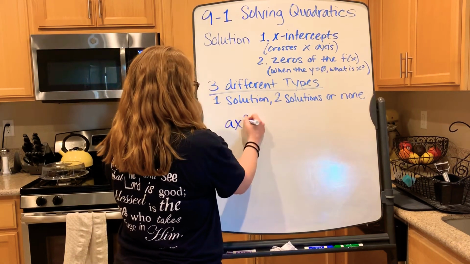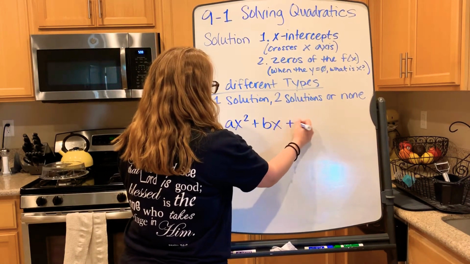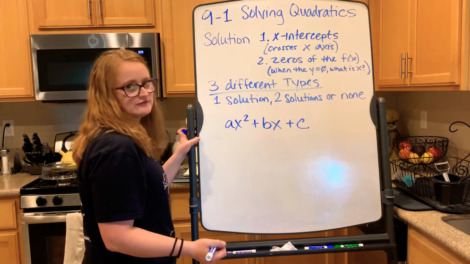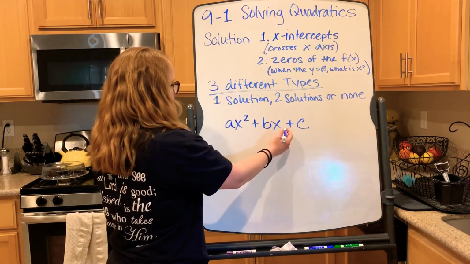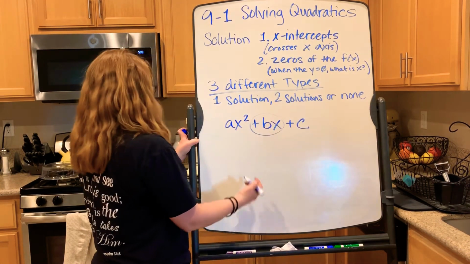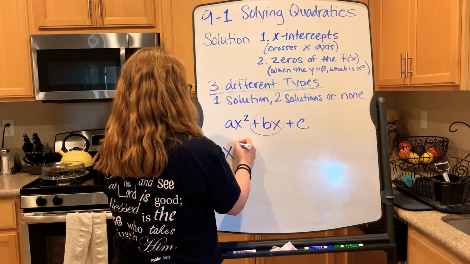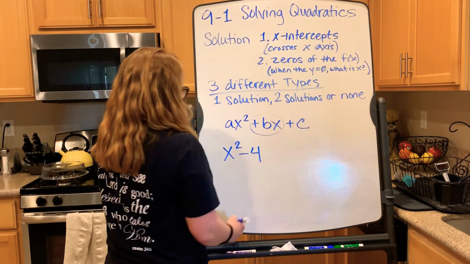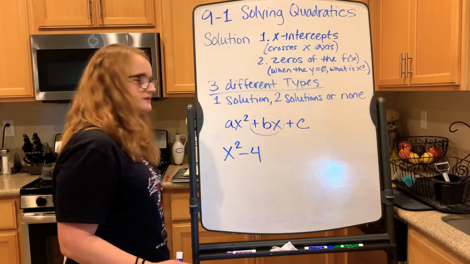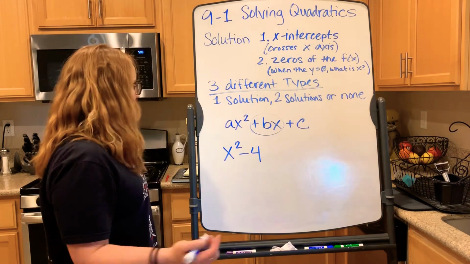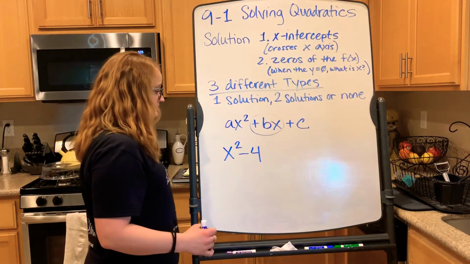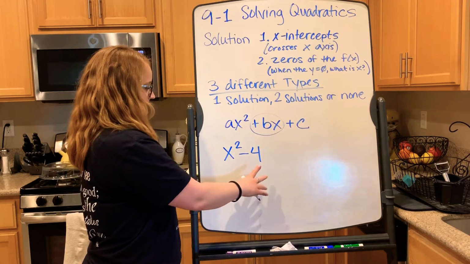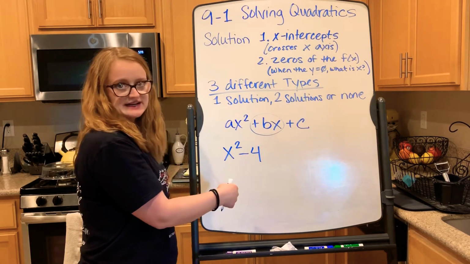But there's another way that we can do with solving equations if there's no b value. So remember, we have ax squared plus bx plus c as our standard form for a quadratic. But sometimes this b value isn't there. For instance, we can have something like this, x squared minus 4. This is still a quadratic equation because it has a degree of 2, but there's no b value. There's no x term right here.